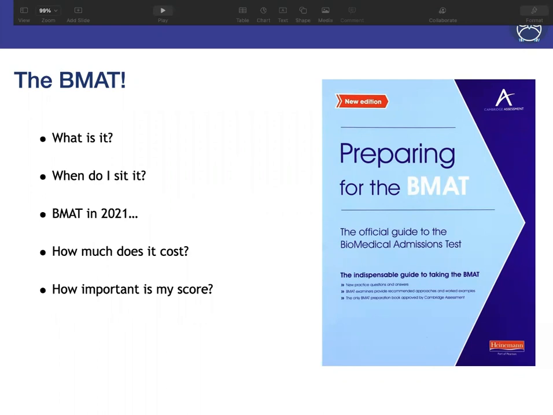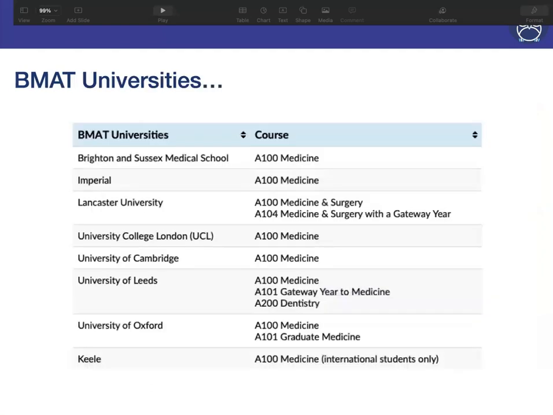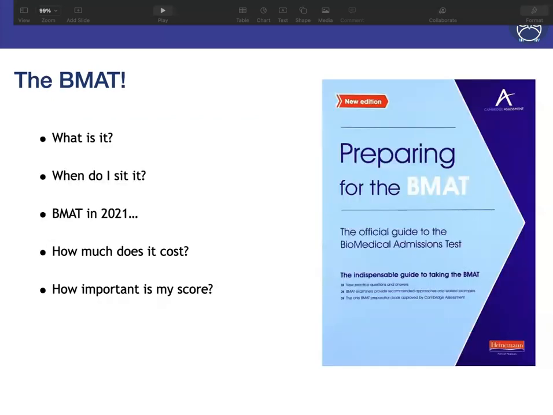If you're planning to apply to universities like these ones above, so Brighton, Imperial, Lancaster, UCL, Cambridge, Leeds, or Oxford, you'd have to take the BMAT, but you'd be sitting your exams blind. Unlike with the UCAT, you can't get your score, see that you did really well, and then pick all the universities that focus highly on the UCAT. You just have to apply blind and pray that you get the right score. With the BMAT, that means you have to do a lot more preparation for it. I've been told 4 to 6 months of prep is what you need.